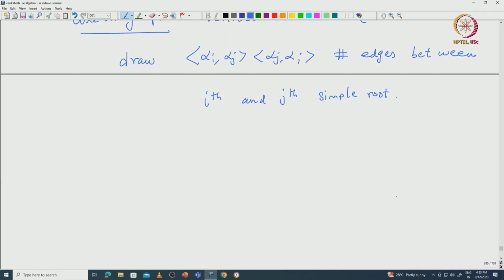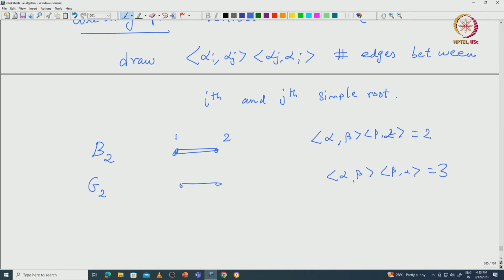For example, if we take B2, then there are only two simple roots, let us call them 1 and 2. Then you know that the product of alpha, beta and beta, alpha has to be 2 there. So, the Coxeter graph corresponding to B2 will look like this. For G2, again this number alpha, beta times beta, alpha is going to be 3. So, for G2 there will be 3 edges between 1 and 2. So, these are all the Coxeter graphs.